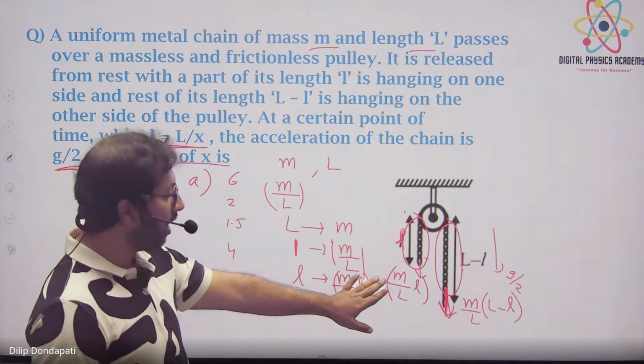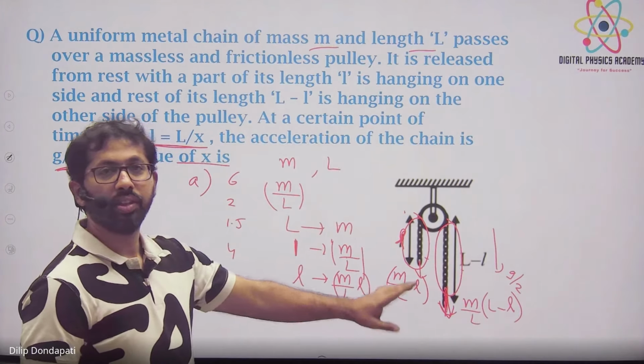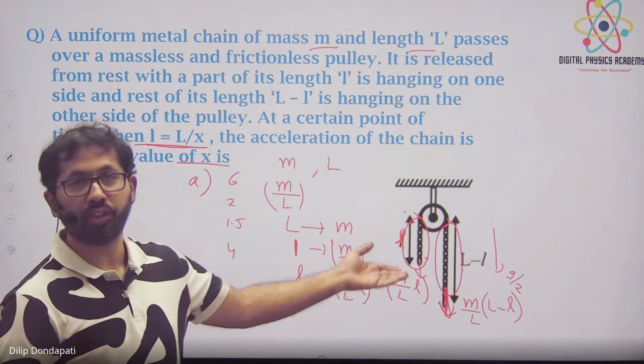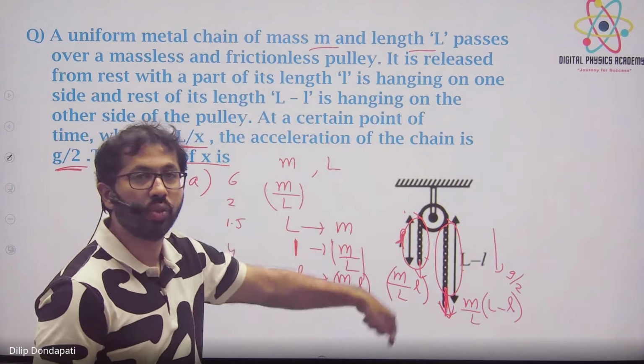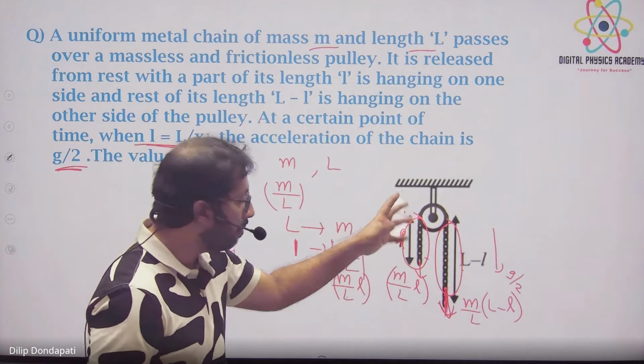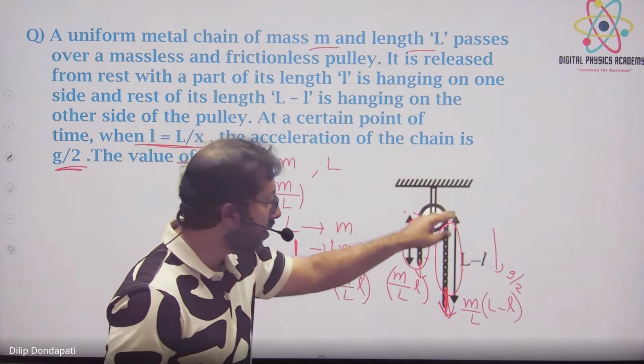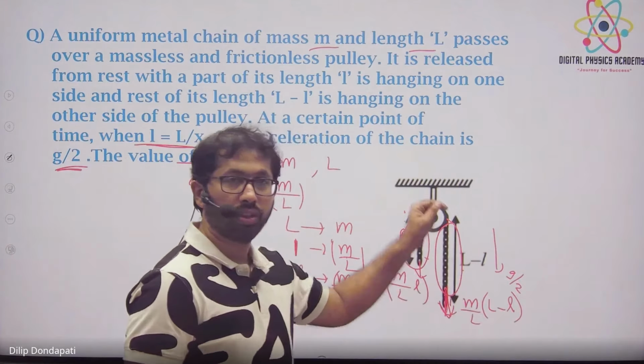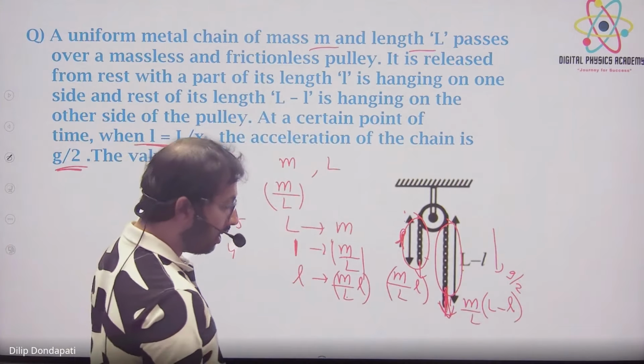See, till here understood or not? See, what is the force? Without knowing the force, you can't apply the free body diagram. That's why first we have to know the force. What force is acting downwards? Mg, right? Here it is not the total mass. The force is m by L times capital L minus small l.